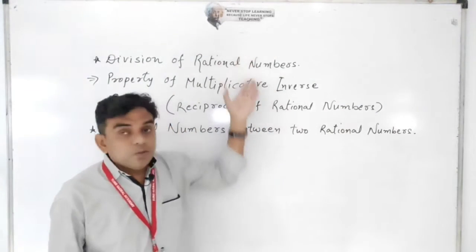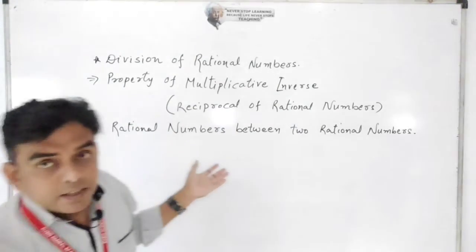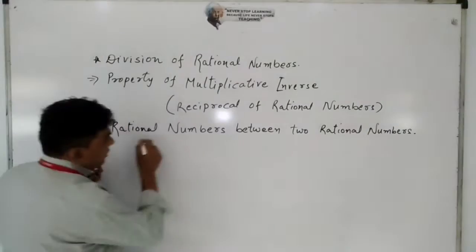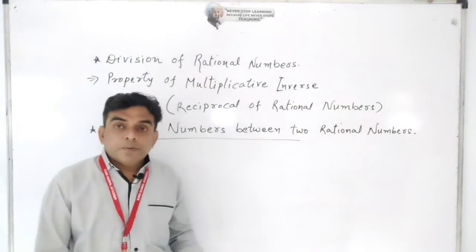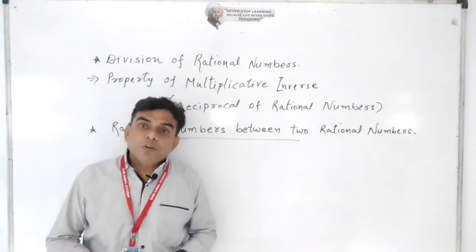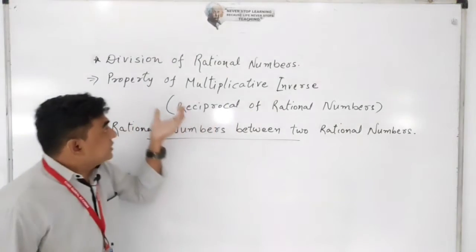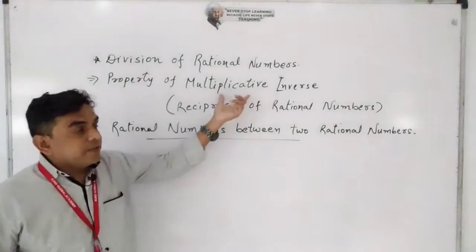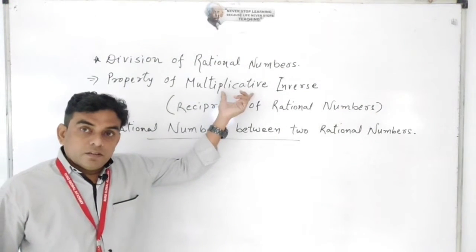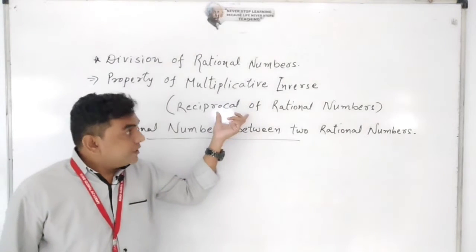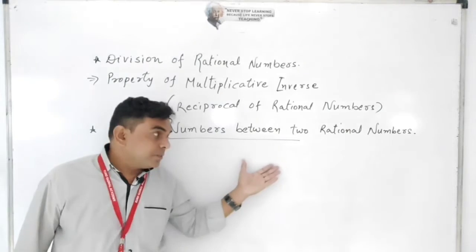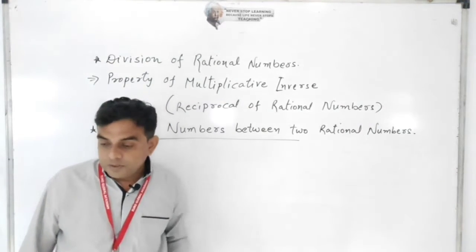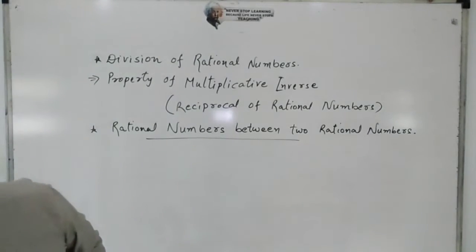I am going to explain them to you one by one. First, division of rational numbers. But before that, whenever you solve this kind of question, you have to check the property of multiplicative inverse, or the reciprocal of a rational number. Students, I am going to write the question and explain it, so that you will understand very well.